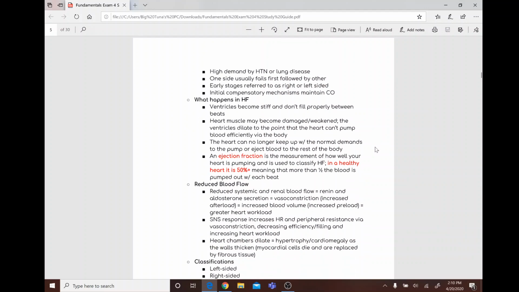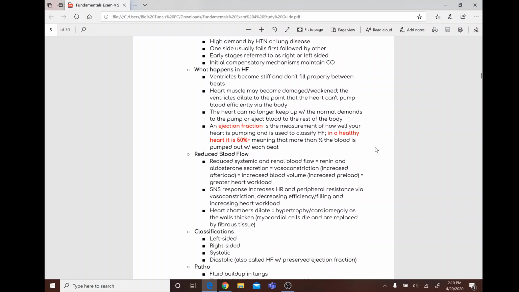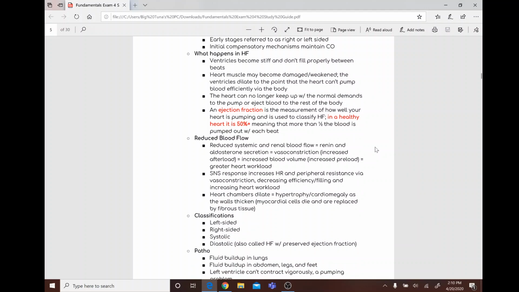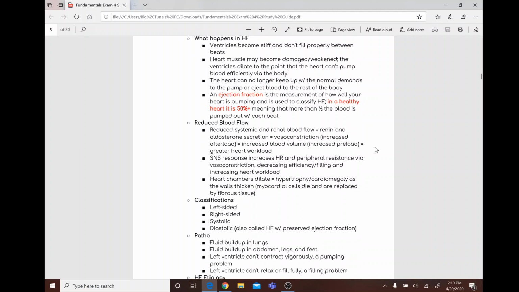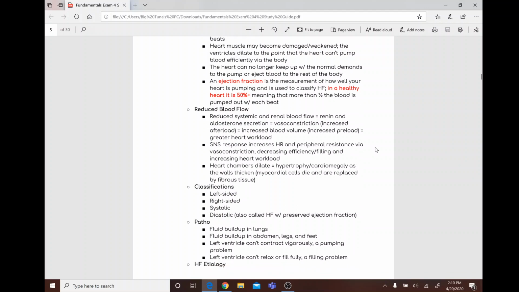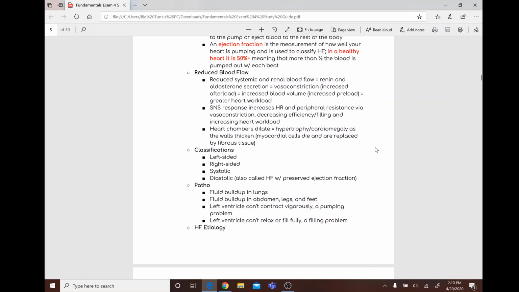So what's the main thing that's happening in heart failure? The heart can no longer keep up with the normal demands to pump or eject blood to the rest of the body. What is an ejection fraction the measurement of? How well your heart is pumping. What is ejection fraction used to classify? Heart failure. What's the normal value of ejection fraction? 50% or more.